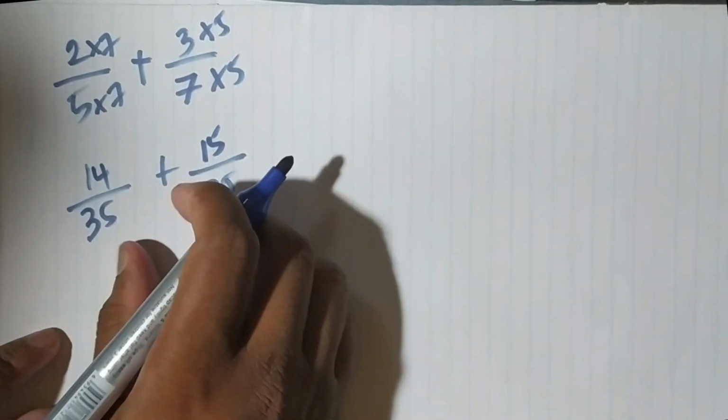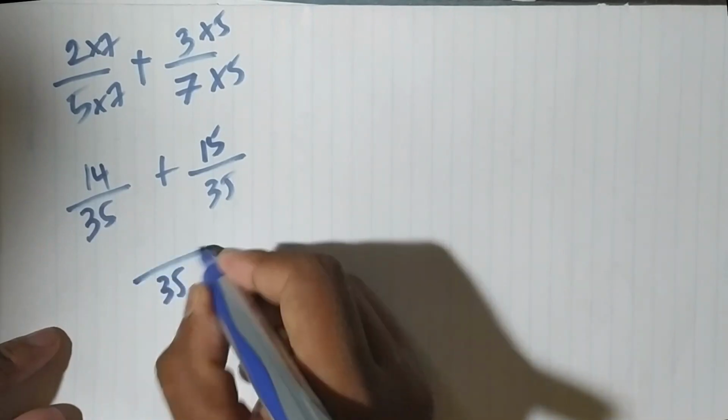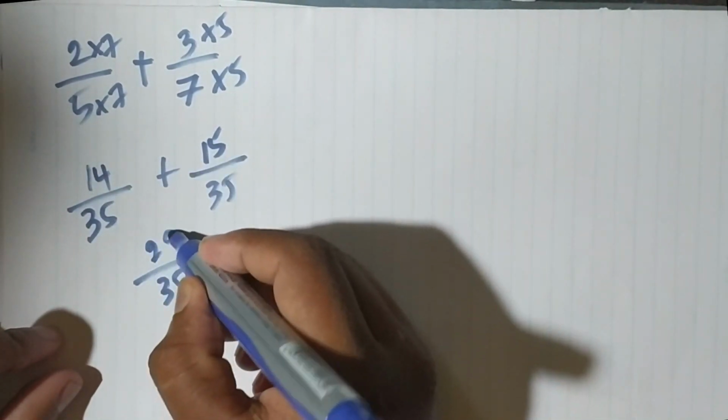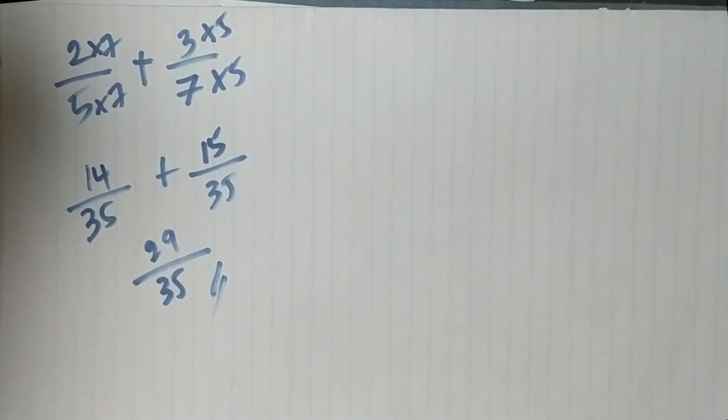Now the denominators are same, so I am taking this same denominator. Now 14 plus 15 is 29. So this is the answer for this one.